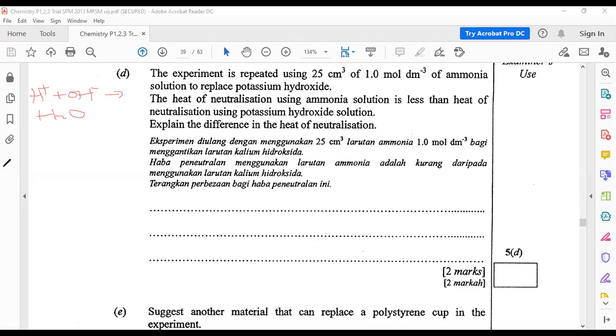Okay, now come to our question here. Okay, now the experiment is repeated now using the ammonia solution.